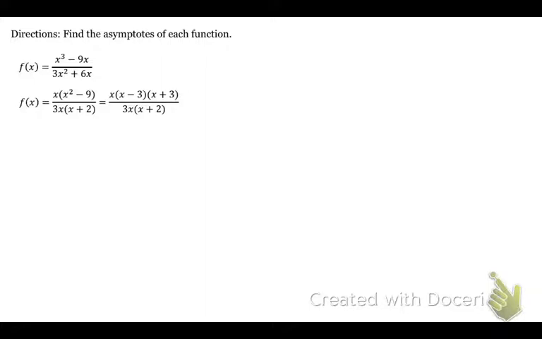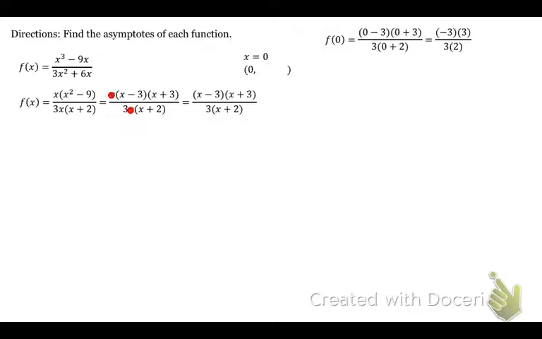We have a hole here, so we need to cancel the hole before we can do anything. So that cancels, which means we have a hole at x equals 0. Then we can plug that back in. This is from what we were doing last time. So 0 minus 3, 0 plus 3, over 3 times 0 plus 2, which is negative 9 over 6, which is negative 3 halves. So we have a hole at 0, negative 3 halves.